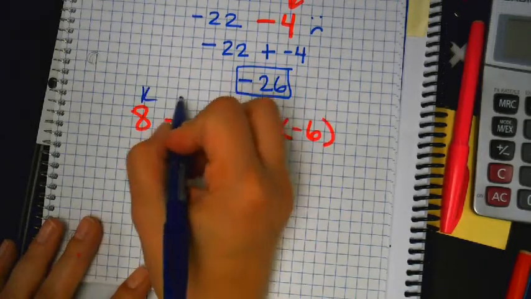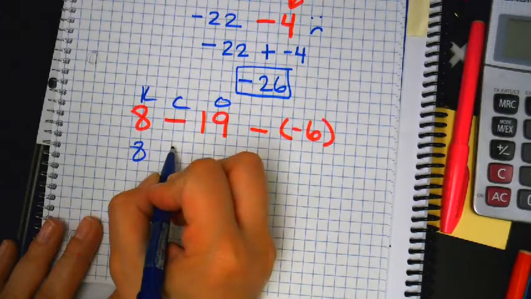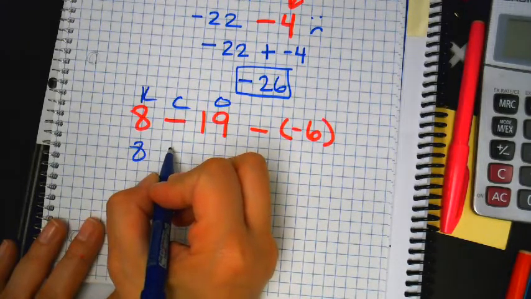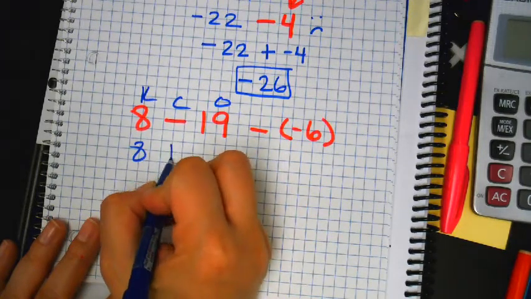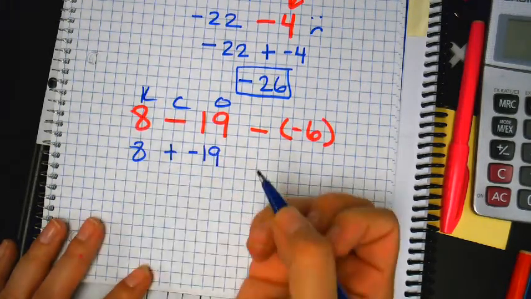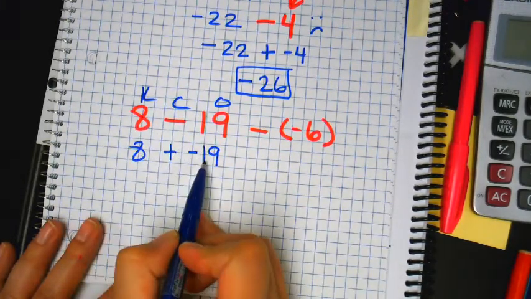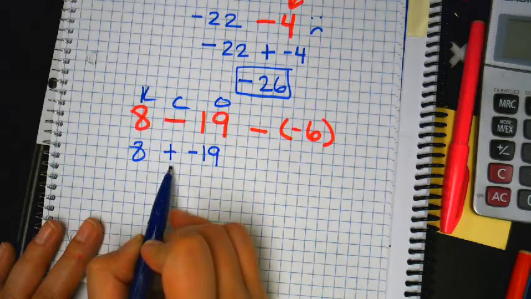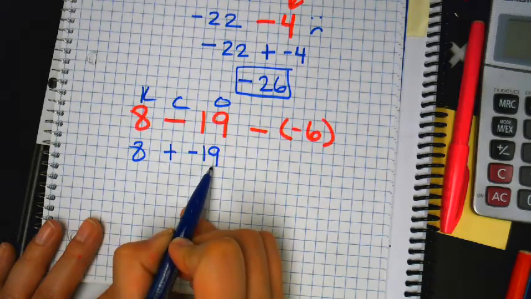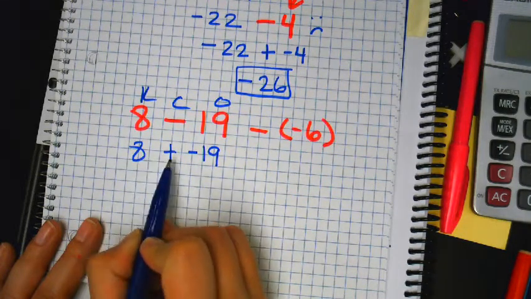Okay, how do I keep, change, opposite the first part? Keep 8, change negative. No. 8 plus negative 19. Keep, change, opposite. So what is 8 plus negative 19? Negative 11.